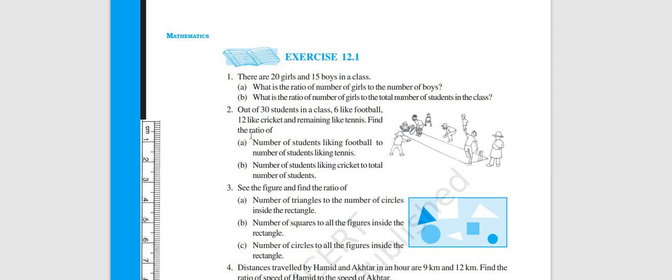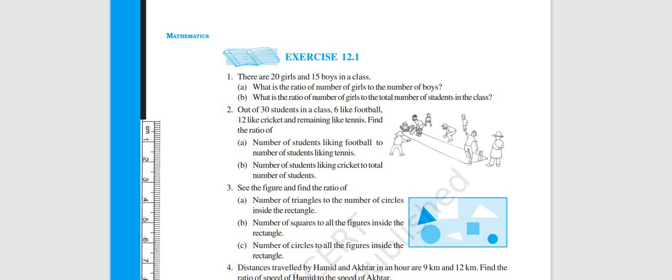Now, if you come to second question, look at here, second question. Out of 30 students in a class, 6 like football, 12 like cricket, and remaining like tennis. In the question A, find the ratio of number of students liking football to number of students liking tennis. Question B is find the ratio of number of students liking cricket to total number of students.